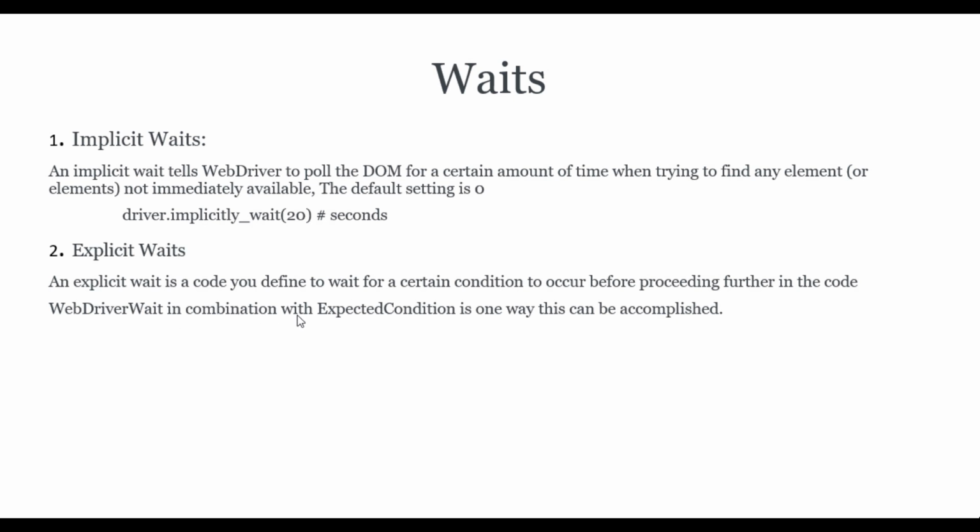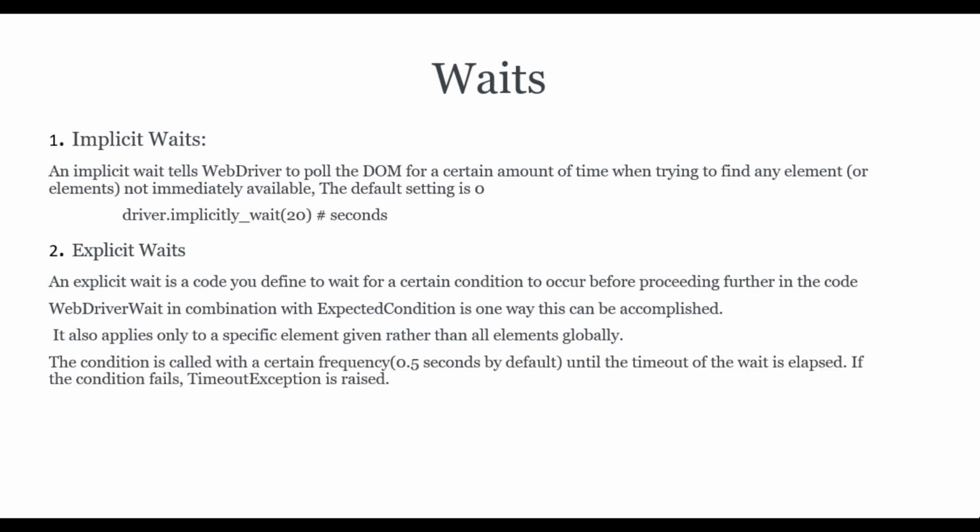WebDriverWait in combination with ExpectedConditions is one way this can be accomplished. It also applies only to a specific given element rather than all elements globally. When we talk about the implicit wait, it is global, meaning once we apply it, it applies throughout the driver object, but this explicit wait is not global. It is for a particular specific element.